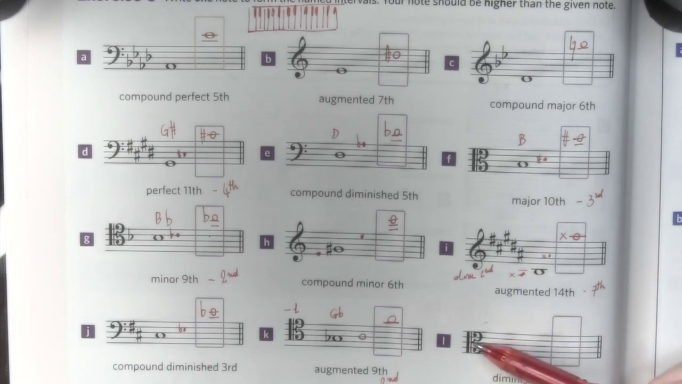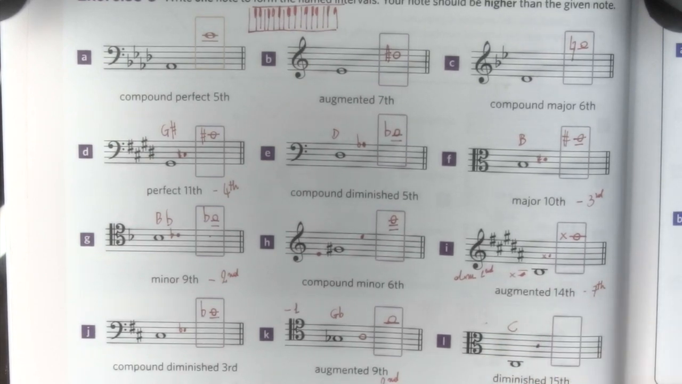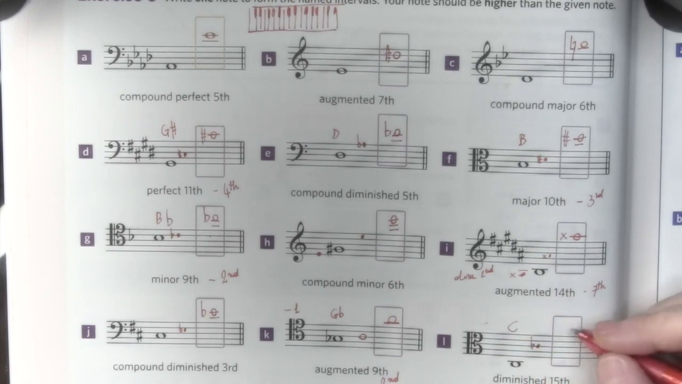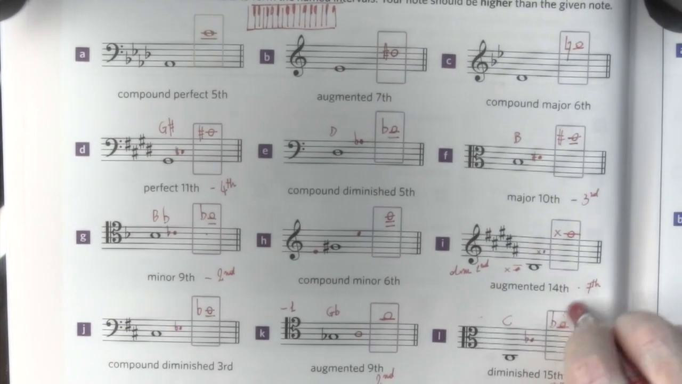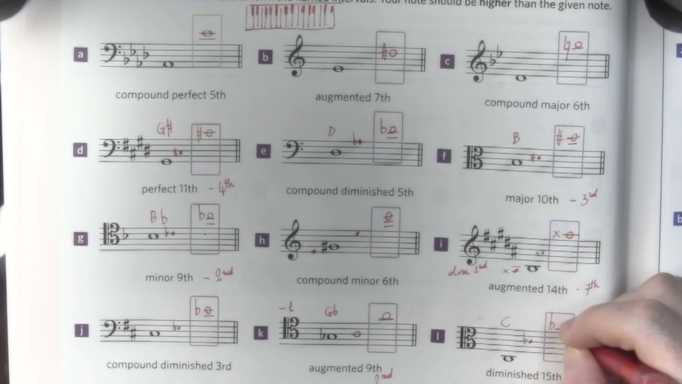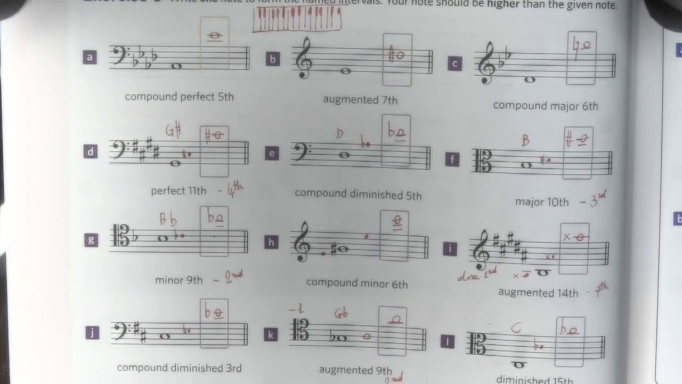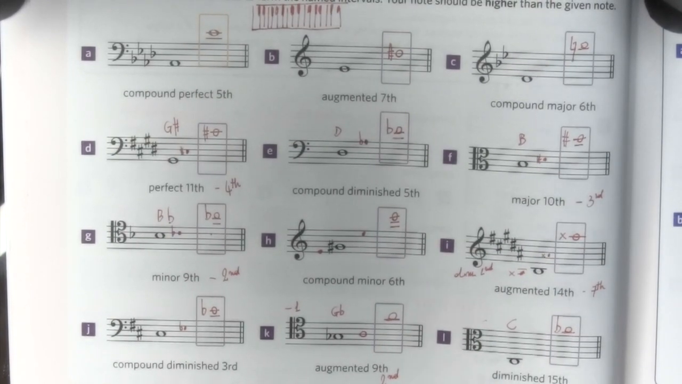A diminished 15th, that's twice an octave, is a compound diminished octave. My favorite. Do we need to know what this note is? Yes and no. Anyway, alto clef plus one, so this is Do. Do here is a perfect octave. We need to reduce the distance, so we need a flat. Up by an octave. So, diminished 15th from C to C flat. There you go.